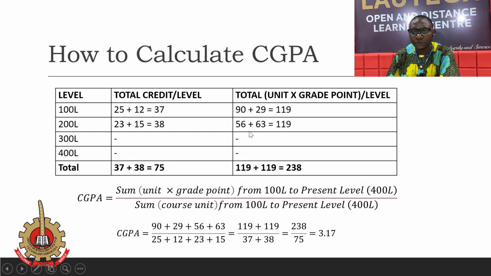Alright. Now, you are going to come to the product of units and grade point also. At the end of first semester, the sum of the product of units and grade point is 90, and for second semester is 29, making a total of 119. In first semester 200 level, you have 56, and for second semester you have 63 based on your result. If you add the two together also, making a total of 119.